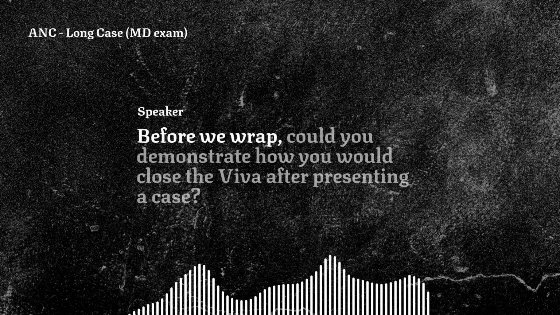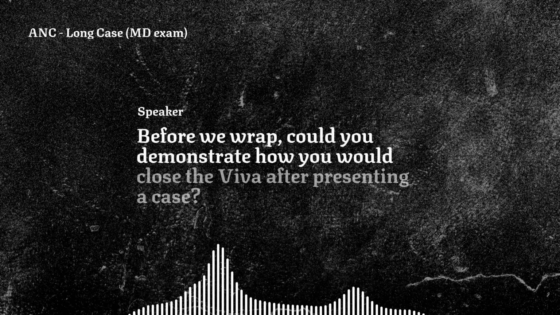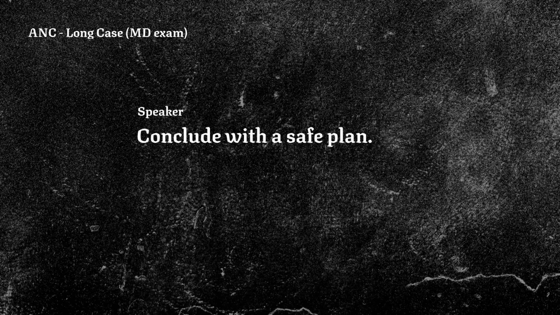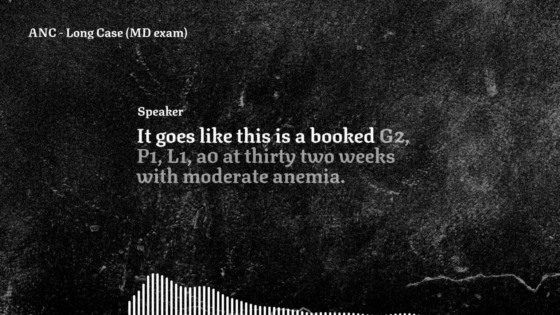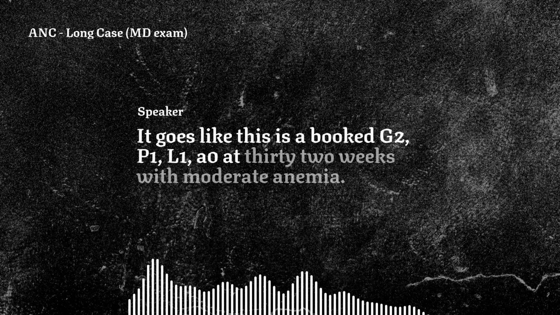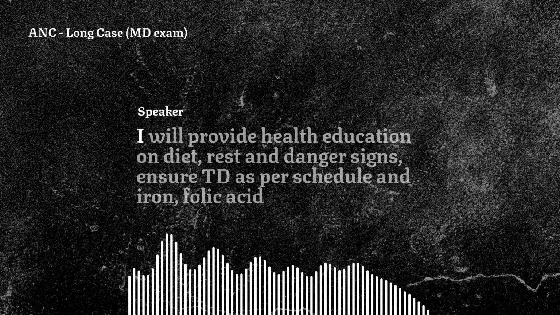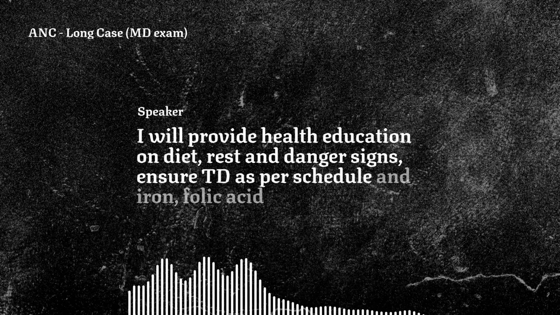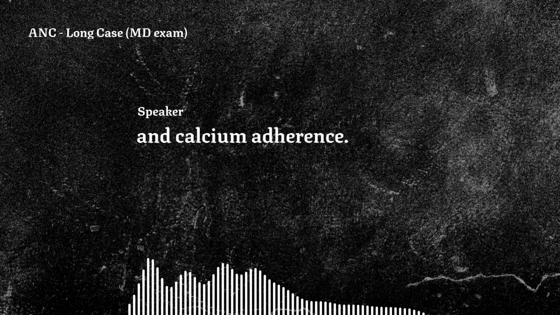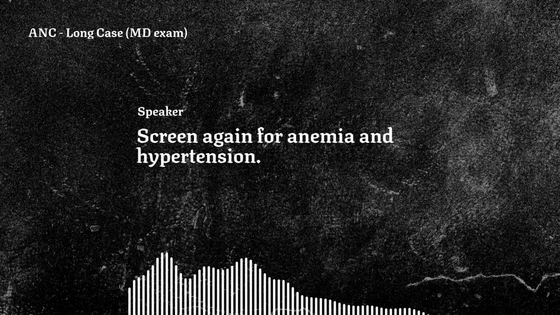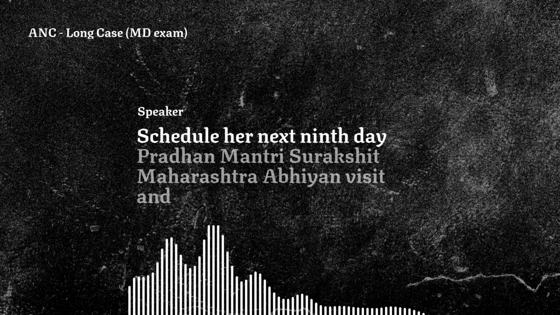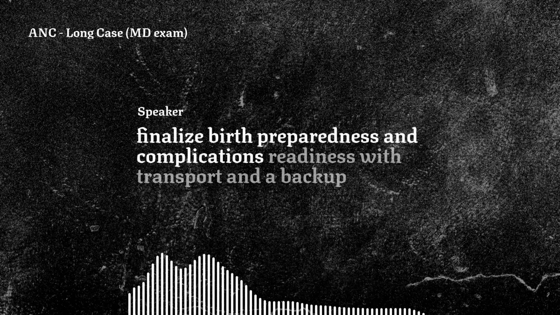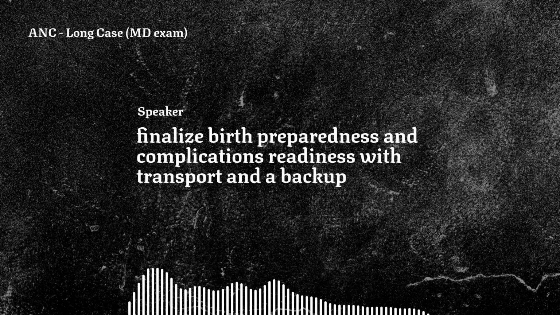collaborate. Before we wrap, could you demonstrate how you would close the viva after presenting a case? Conclude with a safe plan. It goes like this: this is a booked G2 P1L1A0 at 32 weeks with moderate anemia. I will provide health education on diet, rest and danger signs, ensure TD as per schedule and iron, folic acid and calcium adherence. Screen again for anemia and hypertension, schedule her next 9th day Pradhan Mantri Surakshit Matritva Abhiyan visit and finalize birth preparedness and complications readiness with transport and a backup donor.